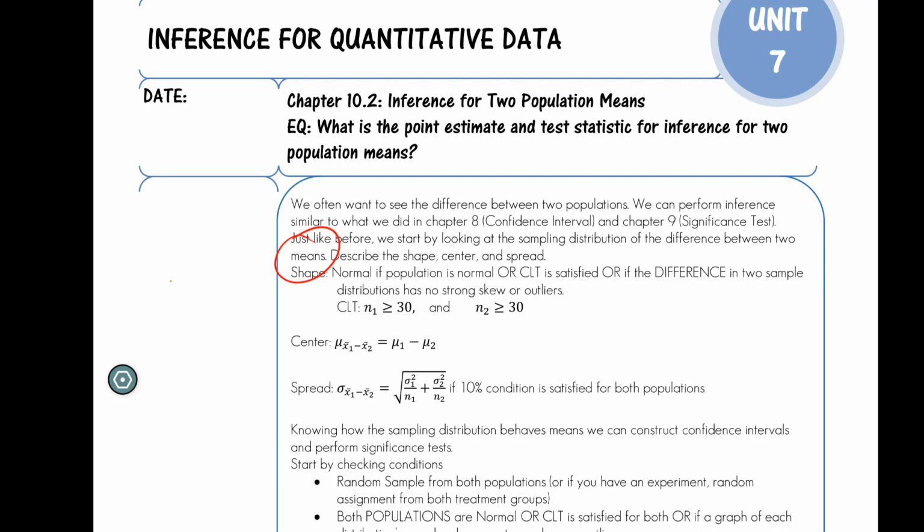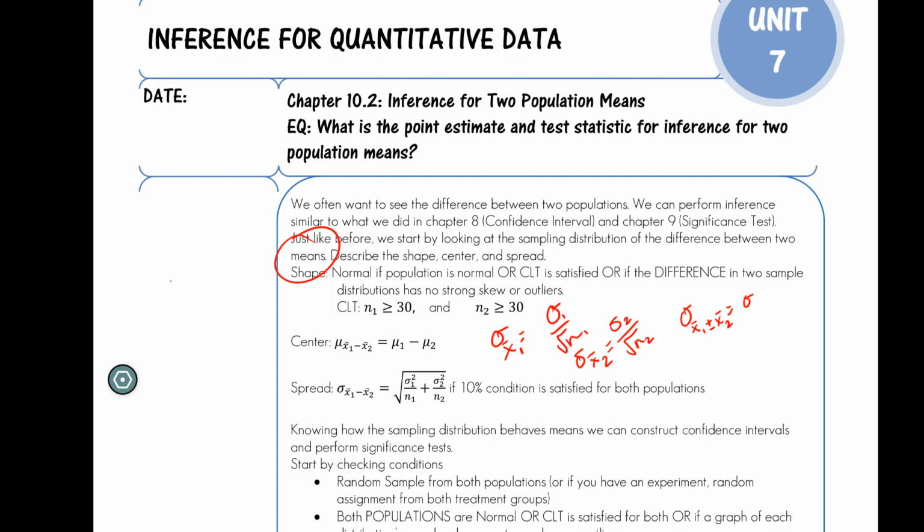And then spread. This is where it gets a little bit tricky. This seems weird. How do we get this? Well, remember what sigma sub x bar is. Sigma sub x bar is sigma divided by the square root of n. But what we want is to consider one of them, sigma sub x bar 1, and then sigma sub x bar 2. So that's going to be sigma sub 1 over the square root of n sub 1, and then sigma sub x bar 2 is going to be sigma 2 over the square root of your second sample size. Okay? Now, if we want to combine those two, whether we do plus or minus, it doesn't really matter.